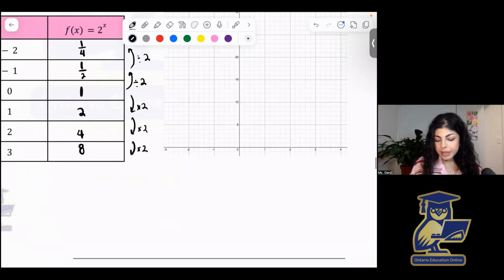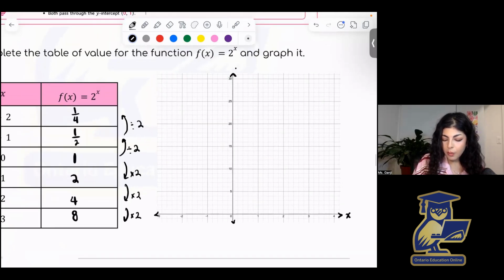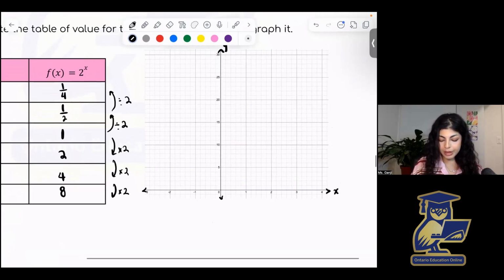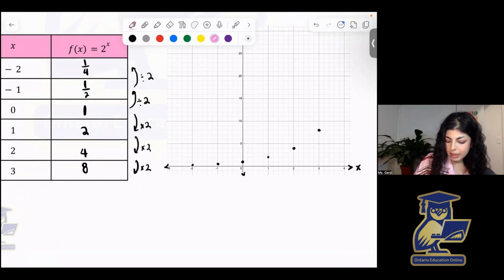So here the axis already has a scale, so we're just going based off of that. I will label my x and y axis there. So here, start by 0, 1 is one of my points. I have 1, 2, 2, 4, 3, 8. And then -1 will be half, about there, and there. Okay, and so now we're just going to connect these.